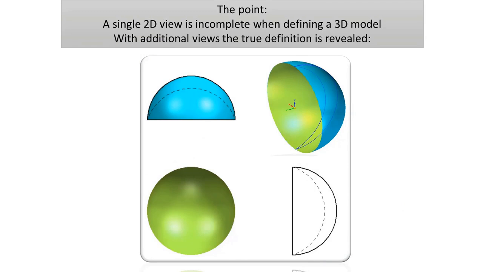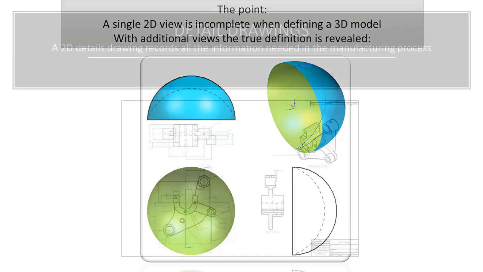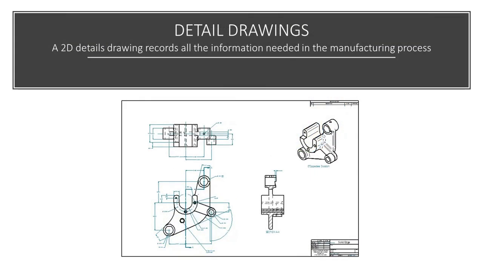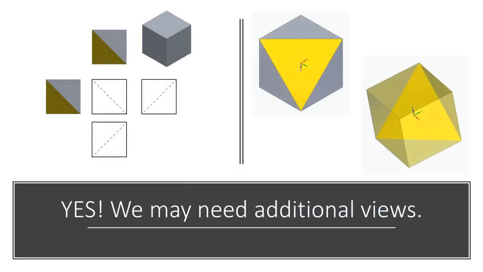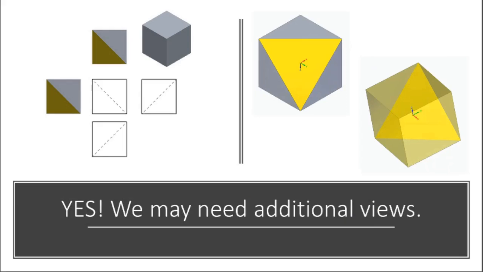With additional views, the true definition is revealed. So that's what we're going to do. A 2D detailed drawing records all the information needed in the manufacturing process. In this example, do you need any more information to build this model? Actually, yes. You may need additional views. You don't know what's at the back of it. So let's take a look at how we do these 2D drawings.